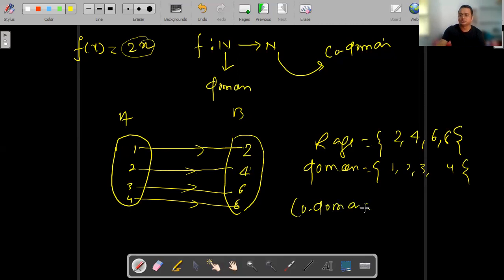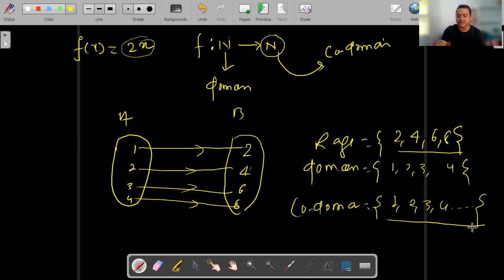What is the codomain? Generally we say that the elements of set B are the codomain, but you have to also consider the condition. It is not that we will not consider the condition that the function is defined from natural numbers to natural numbers. So you can see here, the codomain is the natural numbers, meaning 1, 2, 3, 4 and so on. So we can conclude that range is 2, 4, 6, 8, and codomain is 1, 2, 3, 4, and so on.